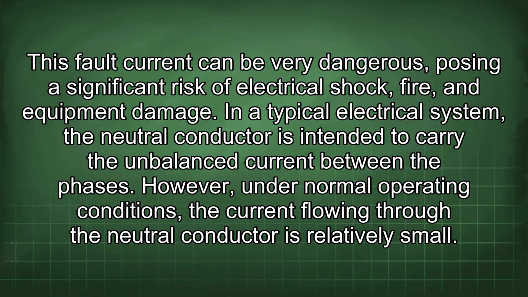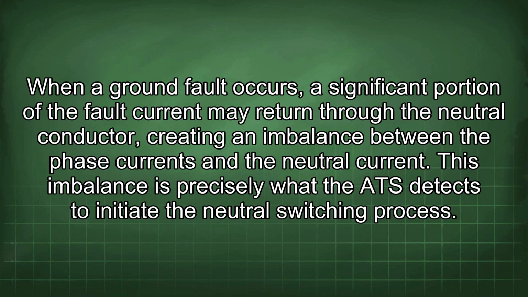In a typical electrical system, the neutral conductor is intended to carry the unbalanced current between the phases. However, under normal operating conditions, the current flowing through the neutral conductor is relatively small. When a ground fault occurs, a significant portion of the fault current may return through the neutral conductor, creating an imbalance between the phase currents and the neutral current. This imbalance is precisely what the ATS detects to initiate the neutral switching process.